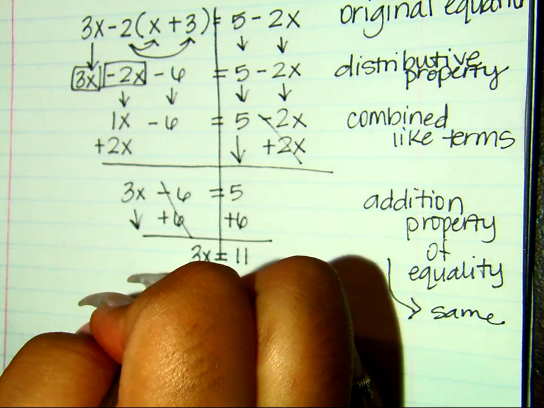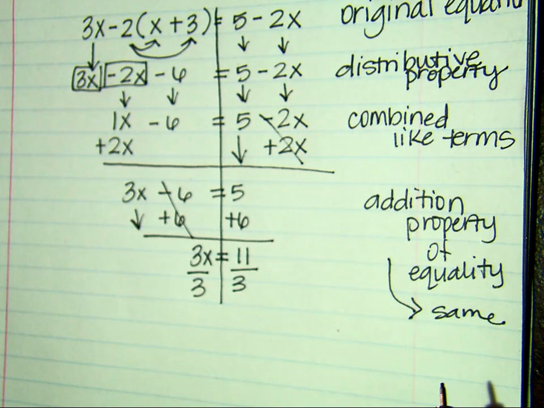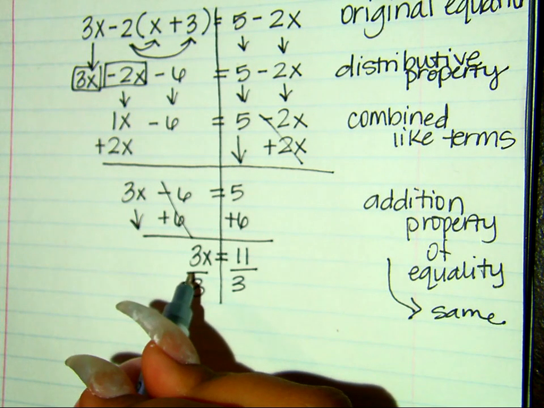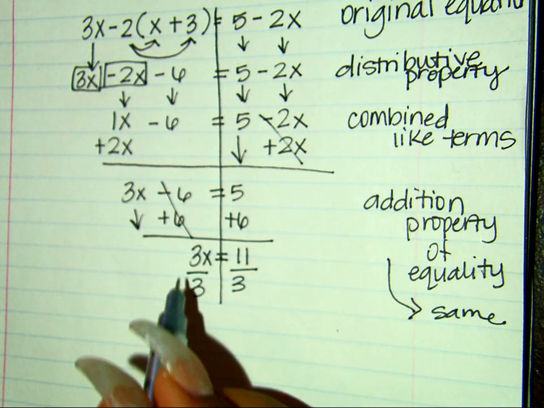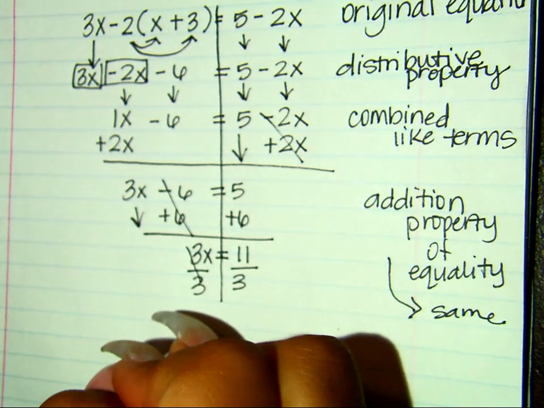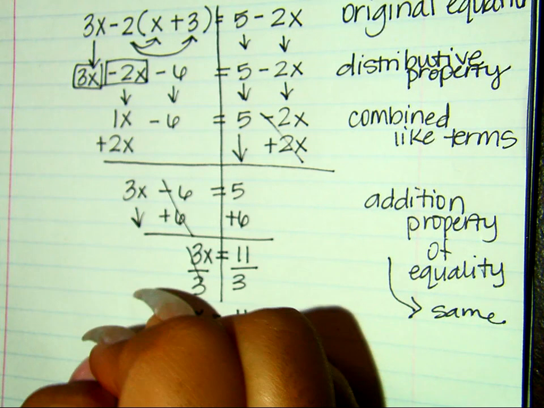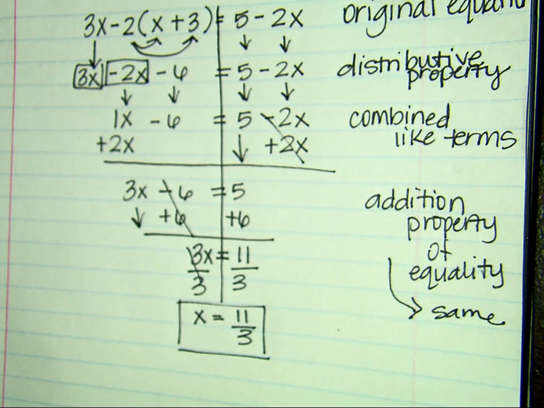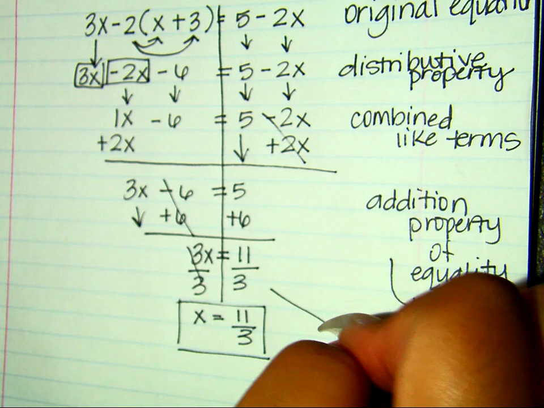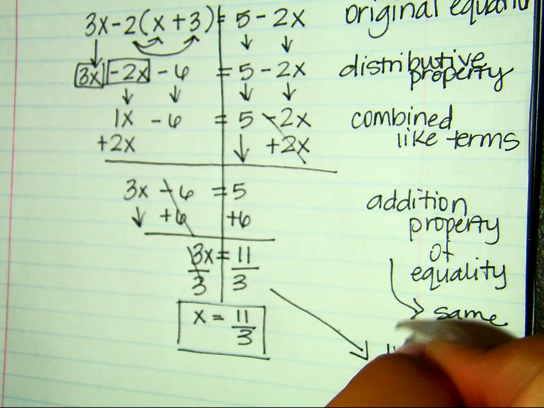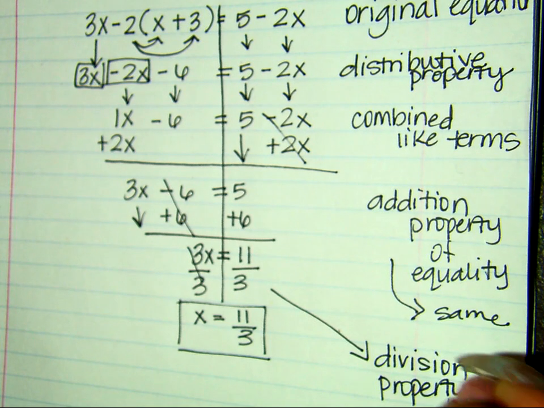Alright, and then last but not least, I am going to divide both sides by 3. And I'm dividing because 3 is the coefficient with x, and that means multiplication. So the opposite or the inverse is division. And I'm going to leave 11 over 3 as a fraction. You could make it as a decimal, but leaving it as a fraction is fine. So then the last step was the division property of equality.